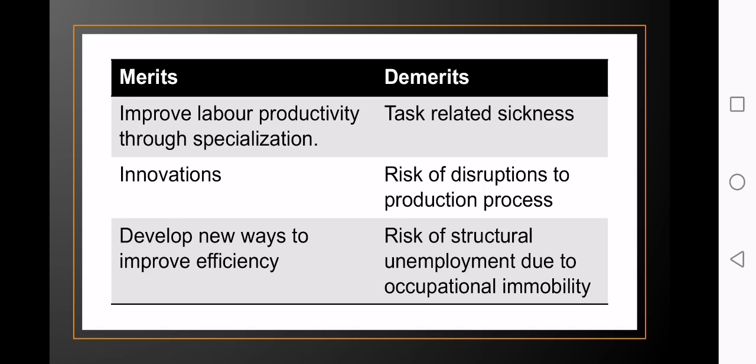Let's see merits and demerits of division of labor. The merits: division of labor improves labor productivity through specialization. The guy who cuts can cut it really well, the guy who paints can paint it really well, so that's good, it improves labor productivity. And then there are innovations. The guy who used to cut one piece of wood at a time, now keeps two and cuts. They innovate and develop new ways to improve efficiency. So all of those are merits.